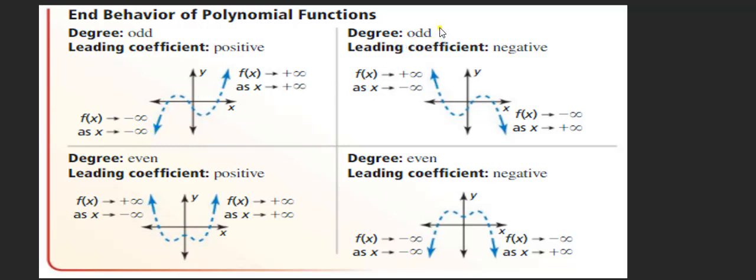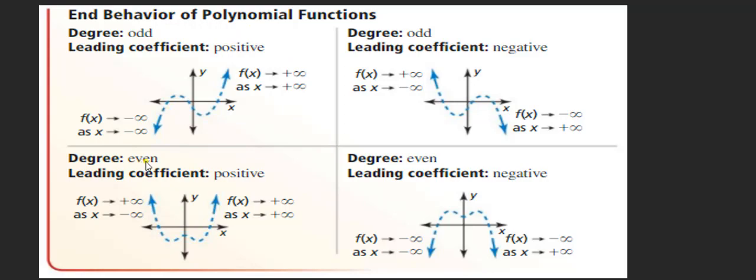What about when the degree is odd and the leading coefficient is negative? Then, as x goes to negative infinity, the y value will go up. And as x goes to positive infinity, the y value will go down. Now, we don't know what's going to happen in the middle. The only thing that we know is what's going to happen at the end. That's why it's the end behavior of a polynomial.